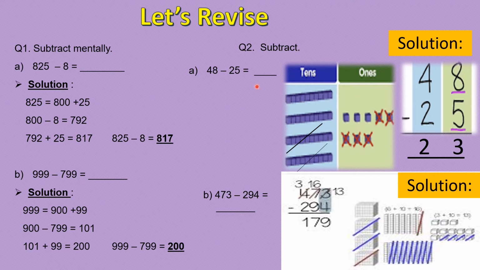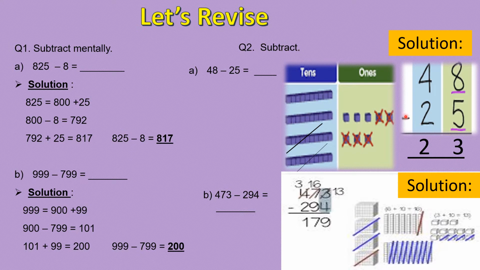48 minus 25. First I'm going to distribute the values to the proper places. 4 tens, 8 ones, and 2 tens and 5 ones. Now let's cancel the ones from the ones. 8 minus 5. From 8 ones, 1, 2, 3, 4, 5, 6, 7, 8. I've cancelled 5. 1, 2, 3, 4, 5. So how many are remaining? 3 ones. 3 ones are remaining. That means ones is 3.